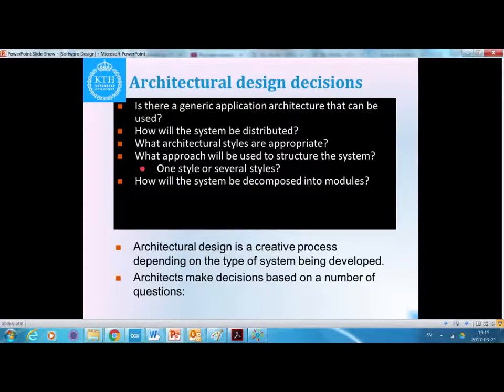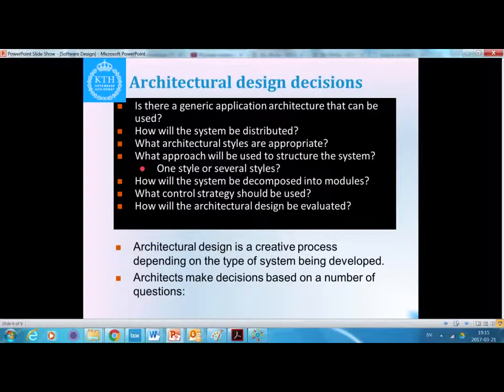You will have to know how the system is going to be decomposed into subsystems or modules. This is a creative process, so you are the one who determines how you are going to decompose your system, and also to define what kind of control strategy should be used. How is the system going to be controlled? Is it going to be controlled centrally, or is the control going to be distributed?